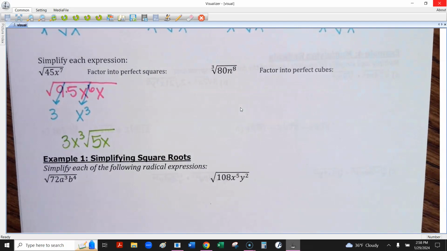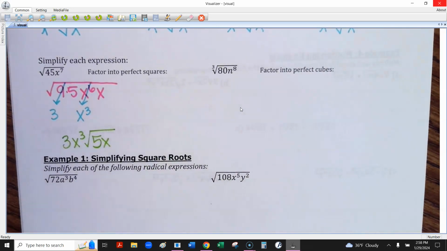And as you do these problems, some of them look really complicated when you're done, but don't think you're doing something wrong, because that's just sometimes all you can do to simplify some of these problems.